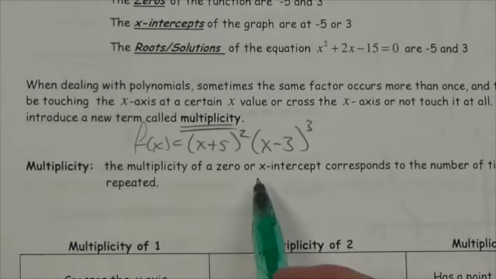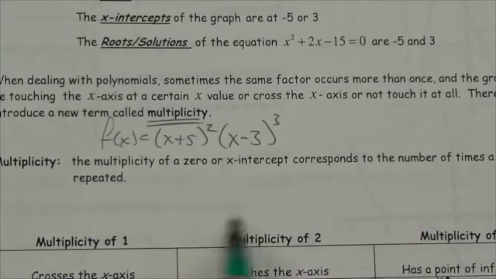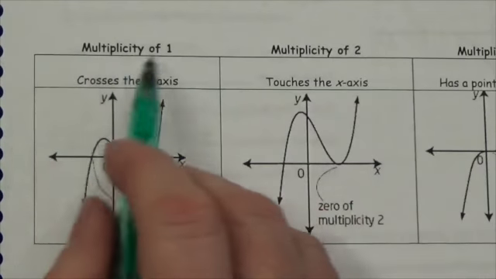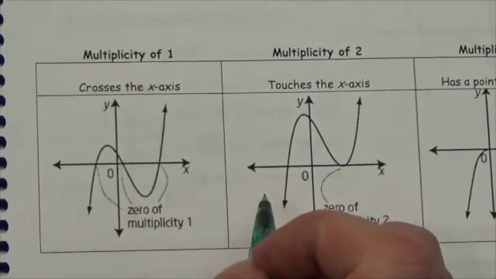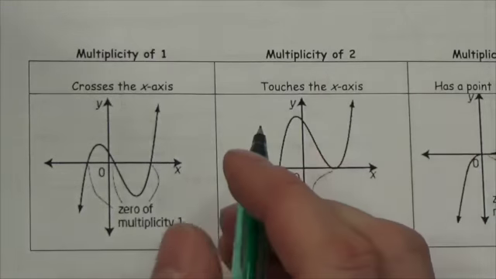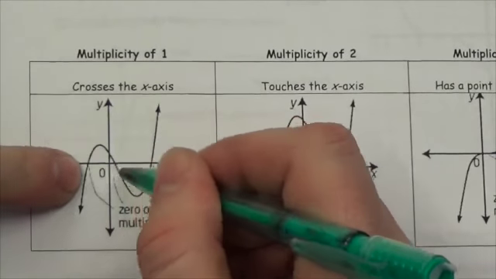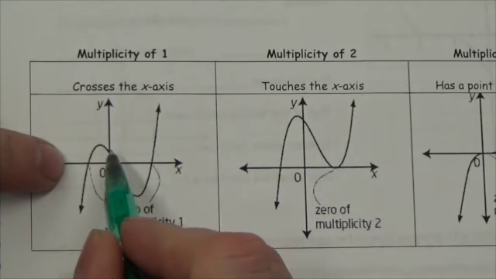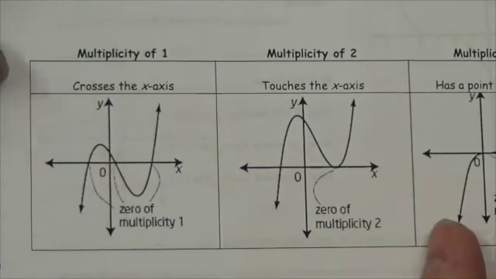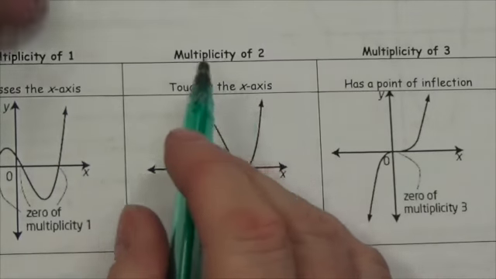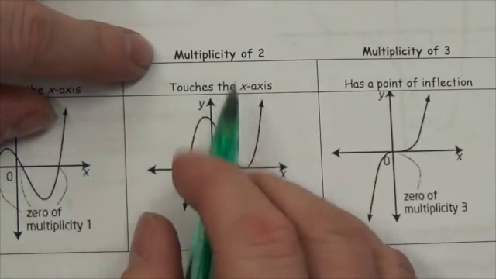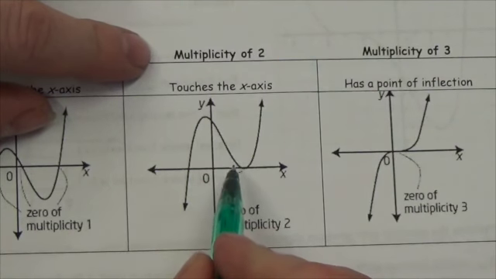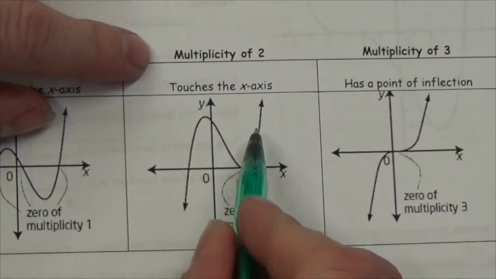So the multiplicity of a zero or x-intercept corresponds to the number of times a factor is repeated. Now, let's take a quick look at this. If you've got a factor that has a multiplicity of 1, it only shows up once in the factored form, then the graph simply cuts through the x-axis at that point, just straight through. However, if that factor has a multiplicity of 2, this is what it looks like. The graph will come down to it, touch the x-axis, and then bounce back up.